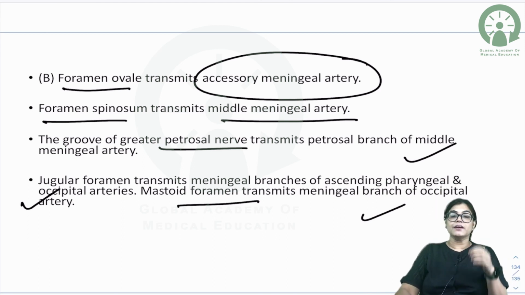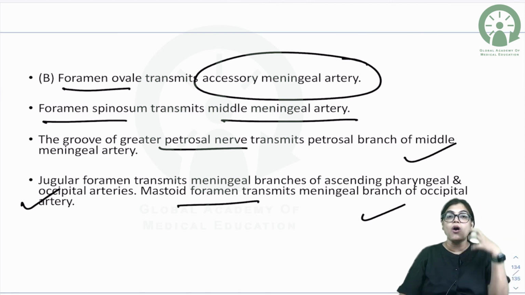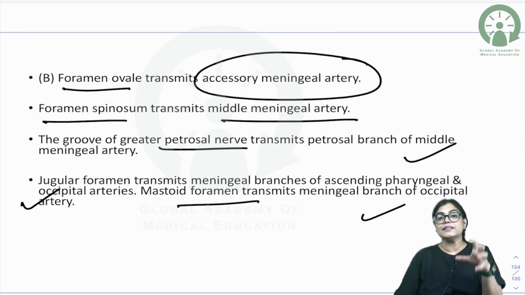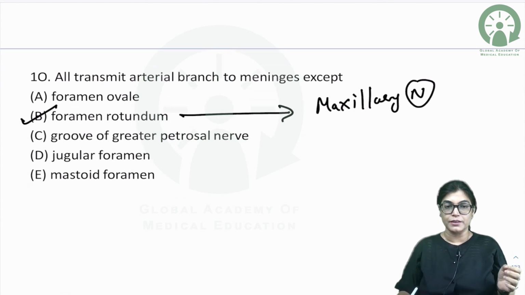So, we can see that all these foramina mentioned, except foramen rotundum, through which only the maxillary nerve passes, that is foramen ovale, foramen spinosum, greater petrosal nerve groove, jugular foramen and mastoid foramen, all give arterial supply to the meninges. So, the odd man out here is the foramen rotundum.